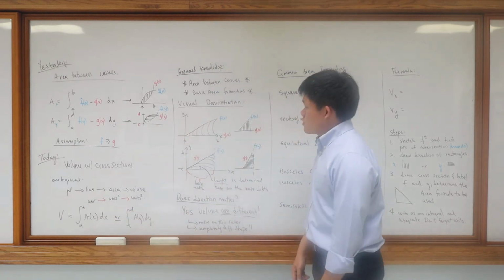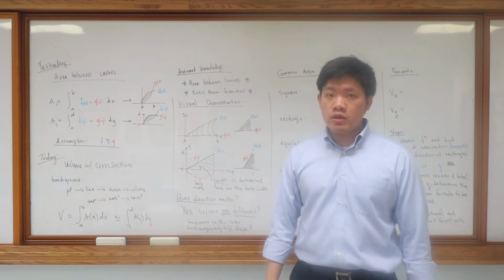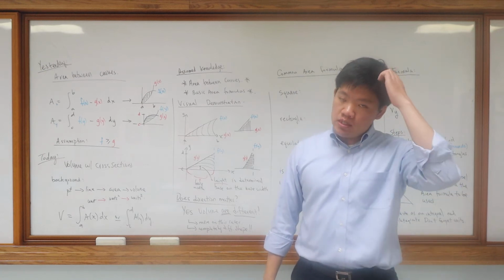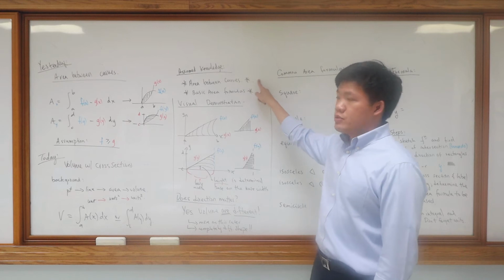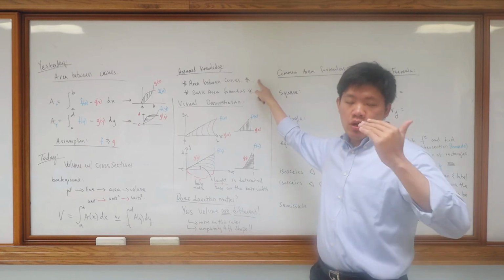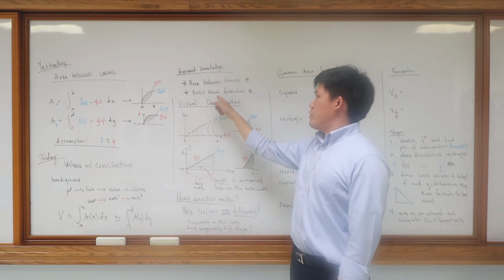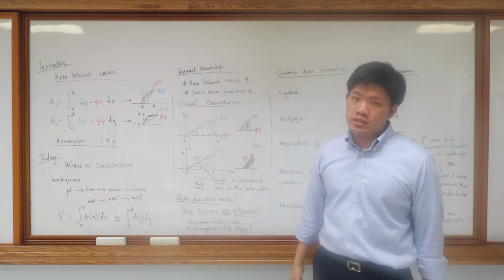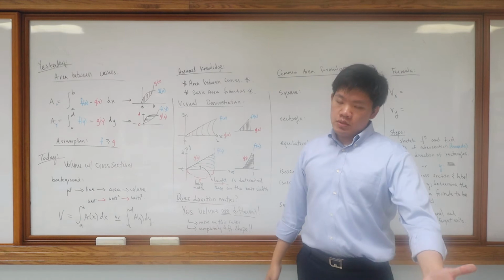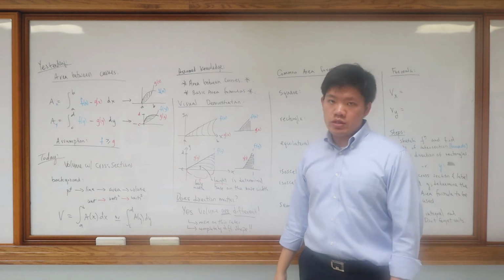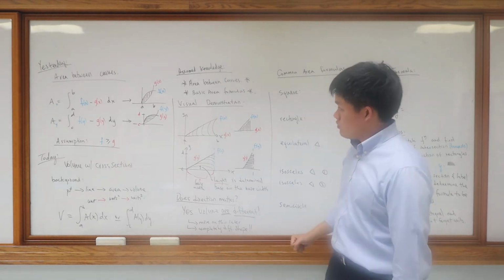The assumed knowledge you must have for the volume of cross sections is that you have to know how to do the area between curves. You have to know how to differentiate between the top function and the bottom function. The other thing is you have to know the basic area formulas: a square is base squared, a rectangle is base times height, and a triangle is base times height divided by 2, and so on.